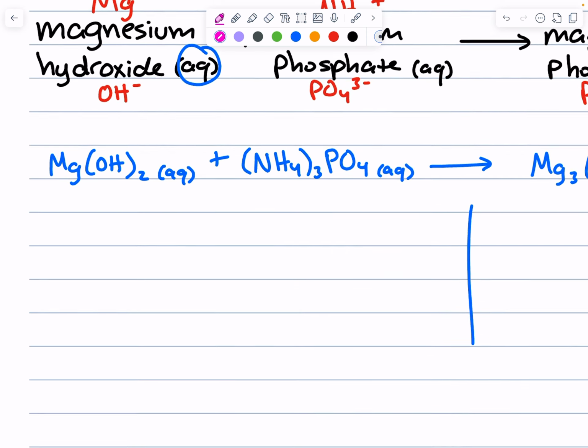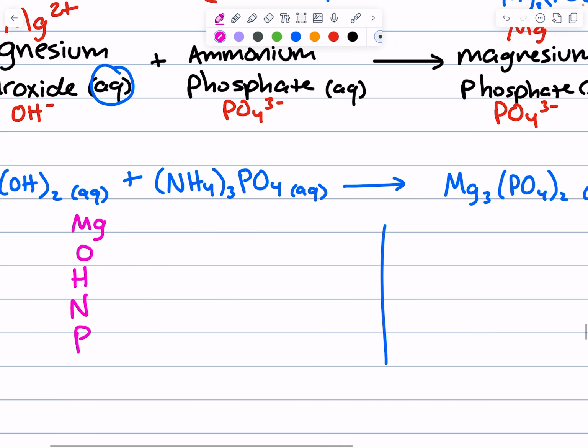And I'm going to write out all the elements that I see on the left. So I see magnesium, I see oxygen, I see hydrogen, I see nitrogen, and I see phosphorus. That's all I see, right?